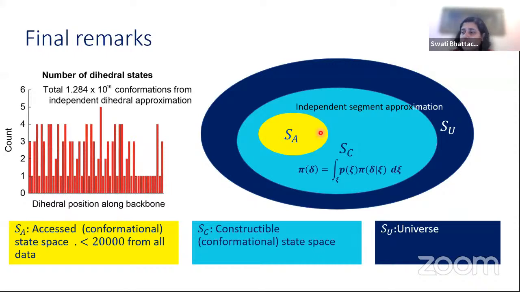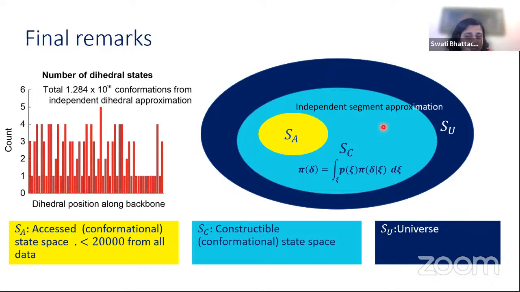But there's also a constructible state space that is built up based on our assumption of independent segments. And the size of this is huge. This gives us access to about 10 to the power 16 states. And of course, most of these were never visited at all.